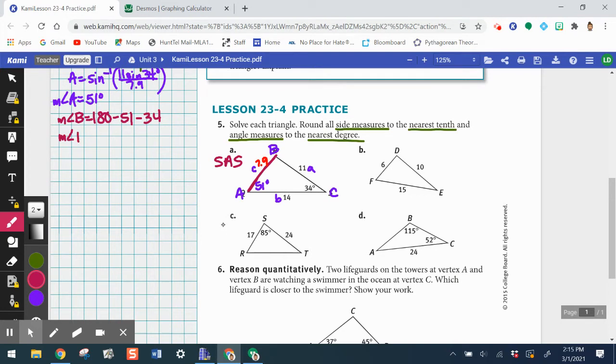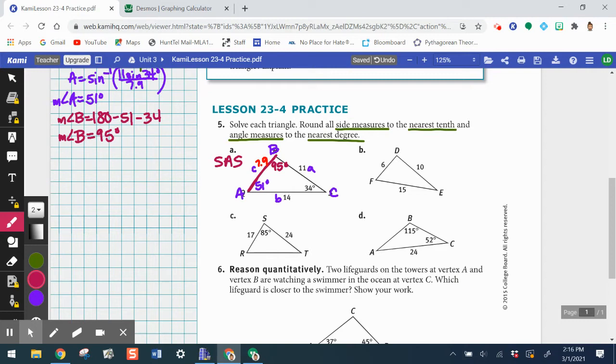So the measure of angle B is 180 minus 51 minus 34, which is none other than 95 degrees. So the last thing I'm going to show you on this particular item is how to make sense of your answers. So on A, which angle is the largest angle? Well, it's the 95-degree angle at B, which was originally R.